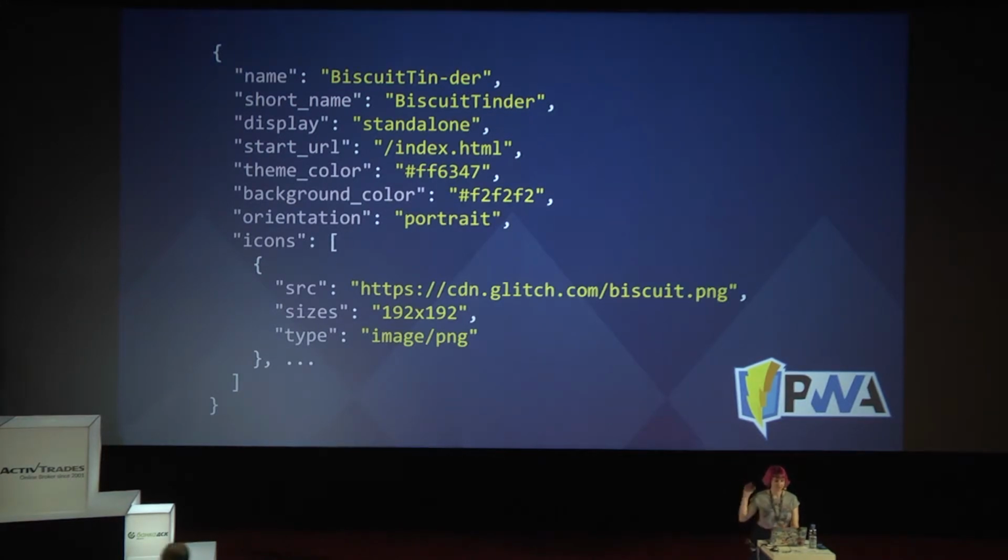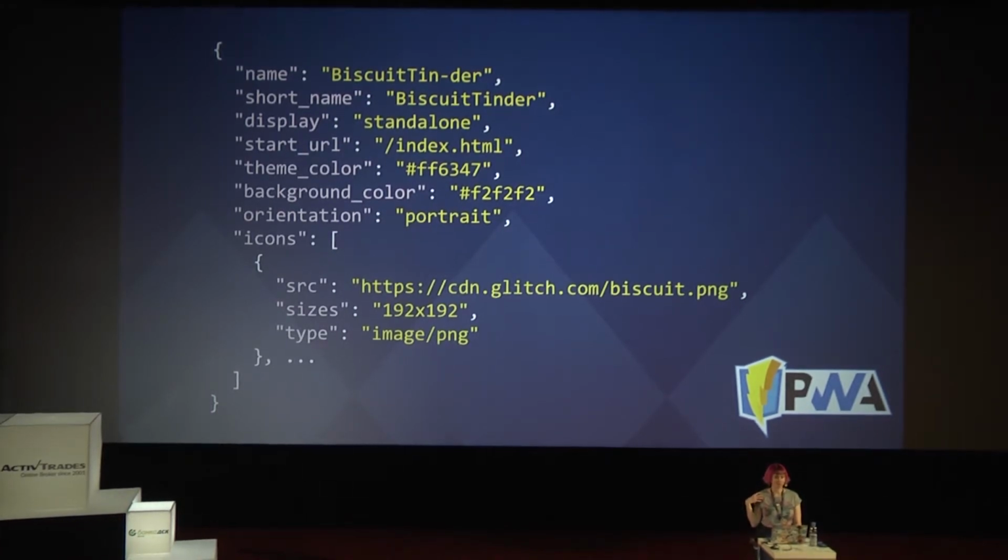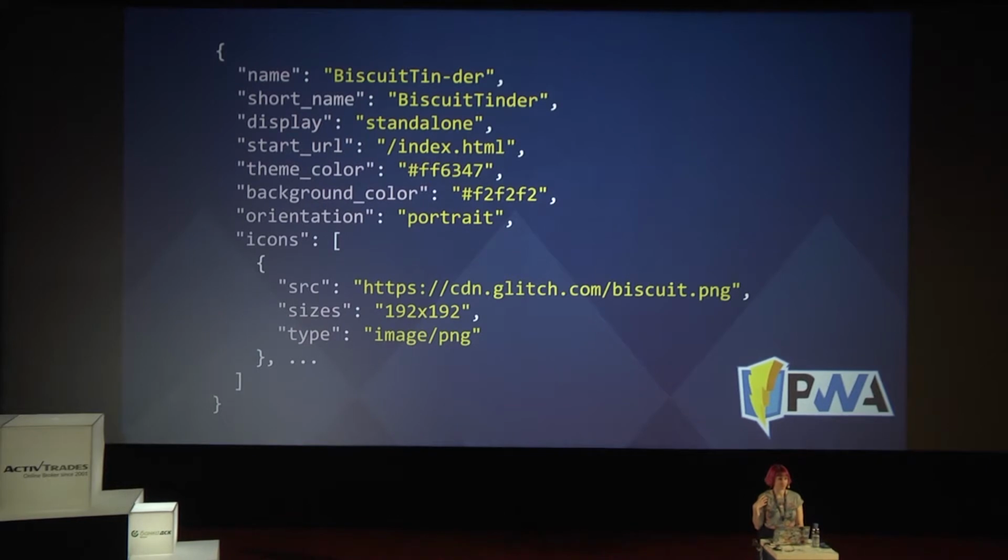So yes, as I was saying, this is the web app manifest for a very important app that I built called Biscuit Tinder, where you get to rate your favorite biscuits. So what have we got here? We've got, first of all, the name, which is what's going to show in the web app install banner. We've got a short name, which is what's going to be the text underneath the icon when the icon shows on your home screen. We've got a start URL, which is going to define how your app is launched.